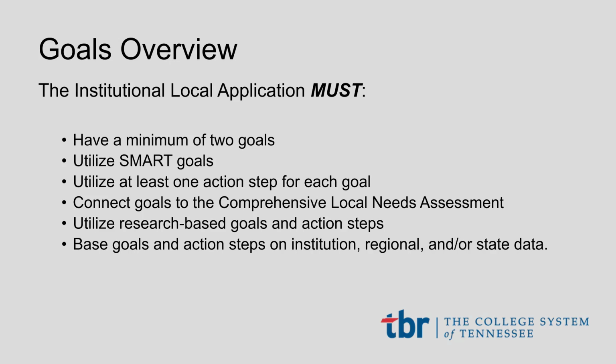Goals. The next section of tabs within the template are specifically for goals. The institutional local application must have a minimum of 2 goals, utilize SMART goals, utilize at least 1 action step for each goal, connect goals to the Comprehensive Local Needs Assessment, utilize research-based goals and action steps, base goals and action steps on institution, regional, and/or state data. Data used in determining goals should include, but are not limited to, CTE student data and previously reported Perkins data.